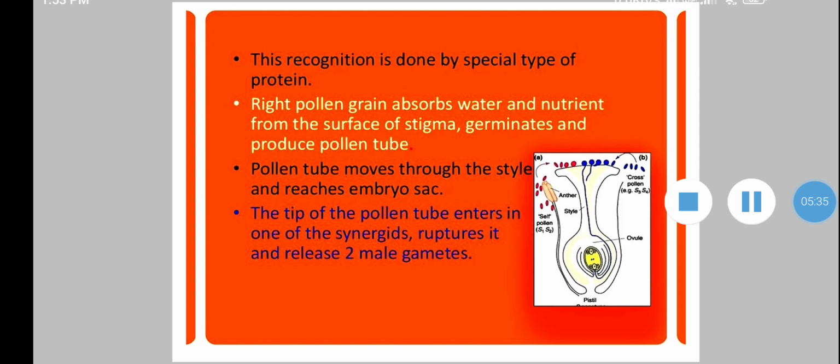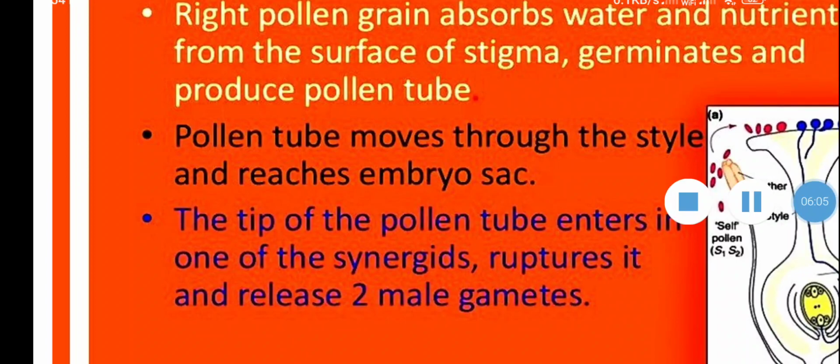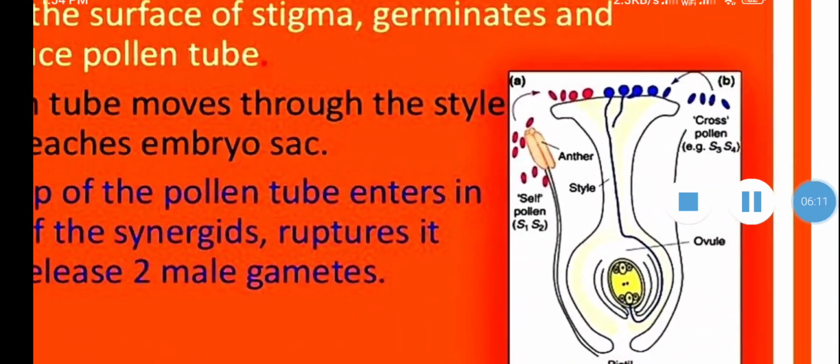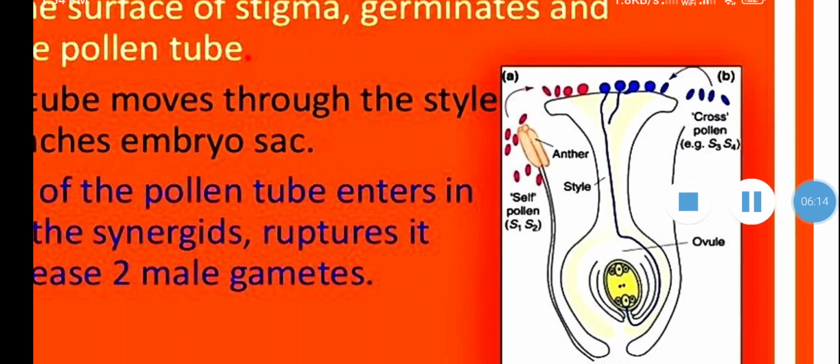This is carried out by a special type of protein. The right pollen grain absorbs water and nutrients from the surface of the stigma, germinates and produces a pollen tube. So formation of the pollen tube is nothing but germination of the pollen grain on the stigma. The pollen tube moves through the style and reaches the embryo sac or the ovule. The tip of the pollen tube enters one of the synergids, then ruptures it and releases two male gametes. Here you can see in the nearby picture the entry of the pollen tube in the embryo sac.